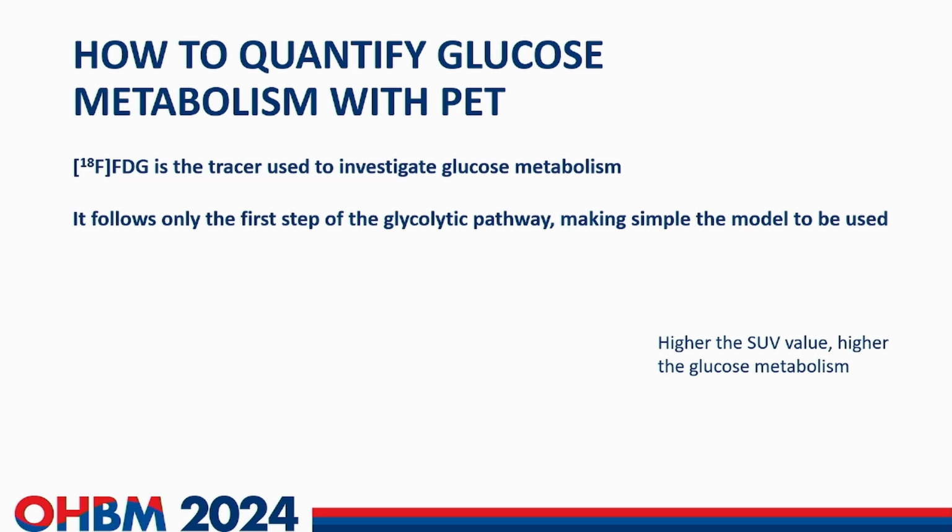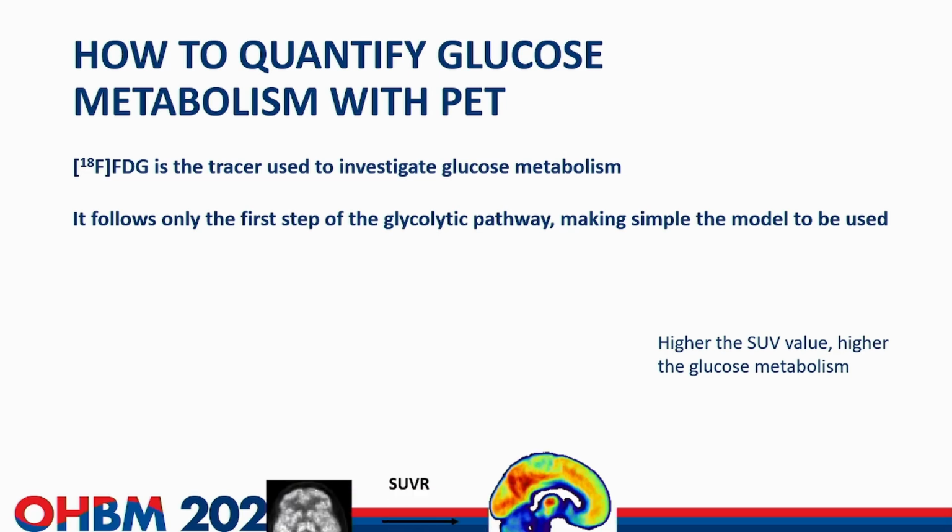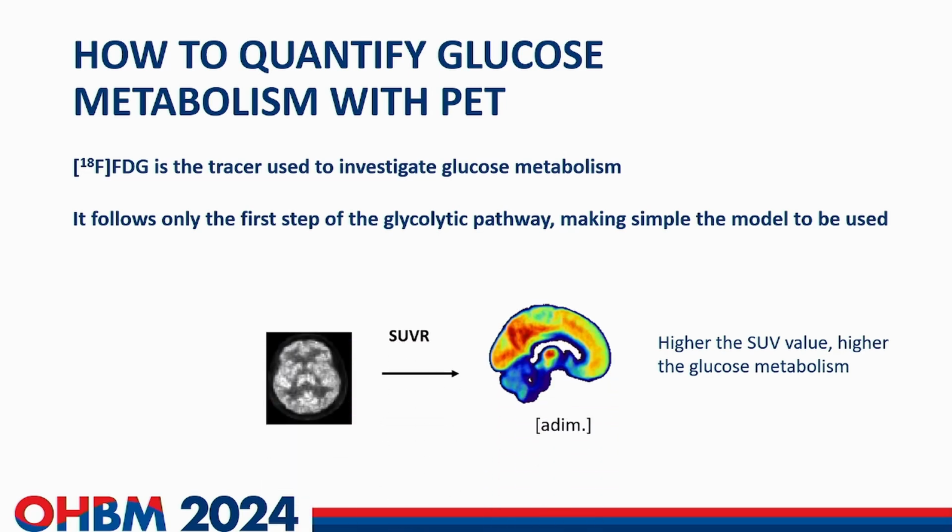And in this case, we don't use glucose directly, but FDG, because glucose itself has a really complex model, several compartments, several parameters. It's too much for us to deal with. There are some mathematical issues associated. So normally we use FDG. FDG follows only the first step of the glycolytic pathway, and of course that makes the model used simpler.